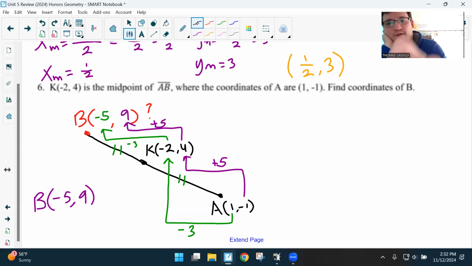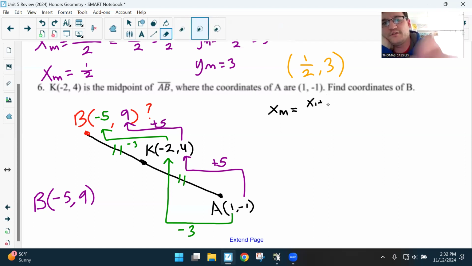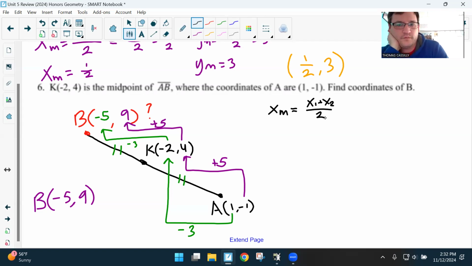Let's do it algebraically. Again, we know the x midpoint is equal to x1 plus x2 divided by 2. We know this right here is our midpoint. This is our x midpoint. This is x1. So I'm going to plug them in and see what happens. How about -2 equals 1 plus x2 over 2. Then I'm going to do some algebra, kind of work backwards. So multiply both sides by 2 here.